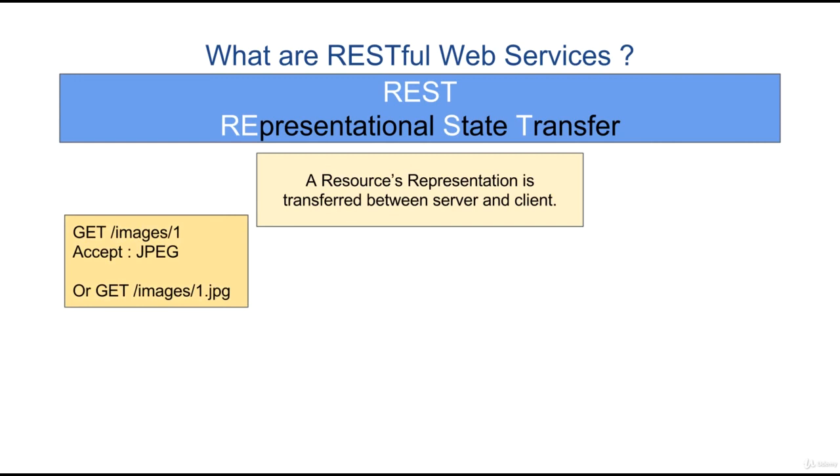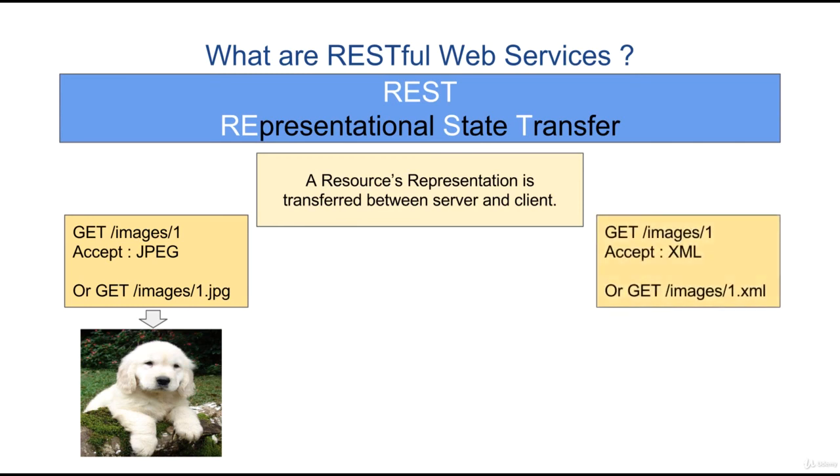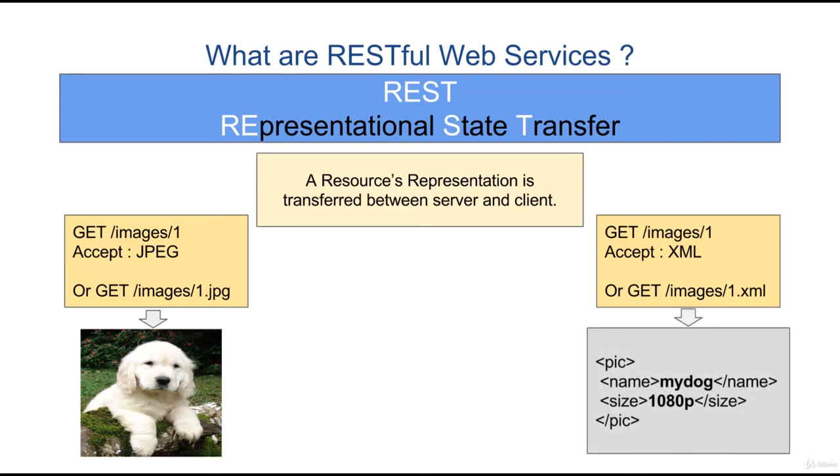Suppose I do a GET on the images resource and I want to retrieve the image 1, and the representation I am requesting is JPG. So I will get a response with the JPG representation of the resource. Now if I again do a request and I do a GET on the images resource and I want to get the details of image 1, but this time I want a representation in XML, I will get a response with the XML representation of the resource.